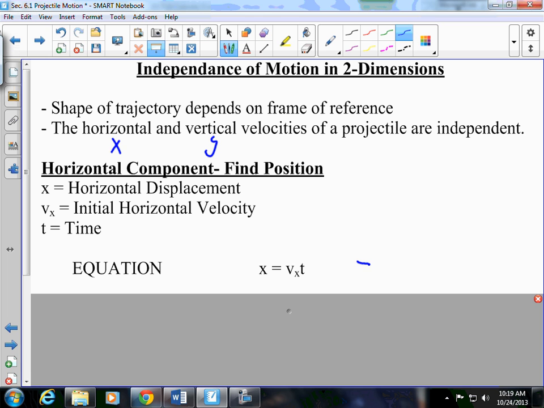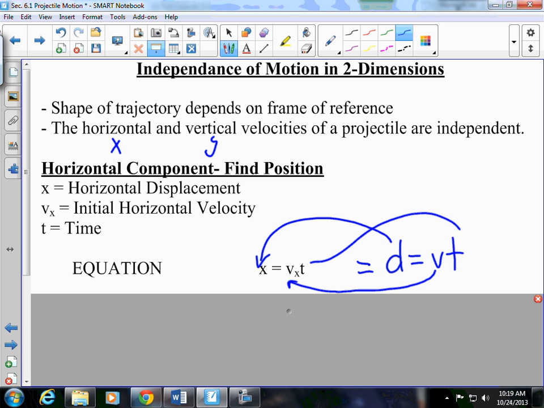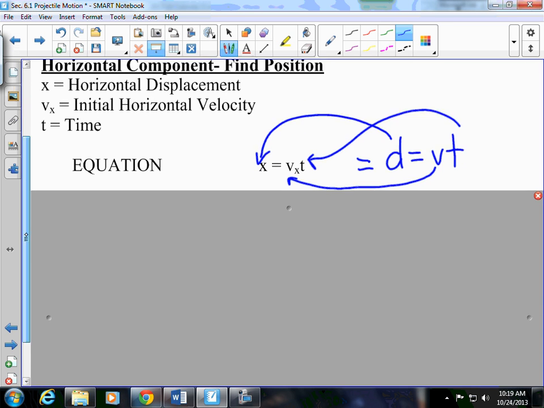Now, you might remember seeing this equation earlier in the year: distance is equal to velocity times time. Same exact thing. Distance is really X, but it's your distance in the X direction. Velocity is our velocity now in the X direction. And time still stays the same as time. So that is what we're going to break our X component into if we need to solve for distance in the X direction or velocity in the X direction. That is the equation we're going to use.